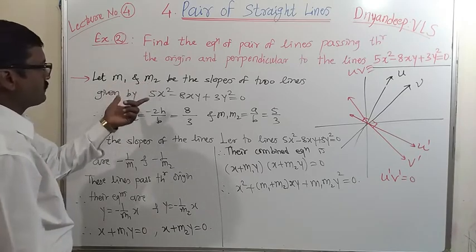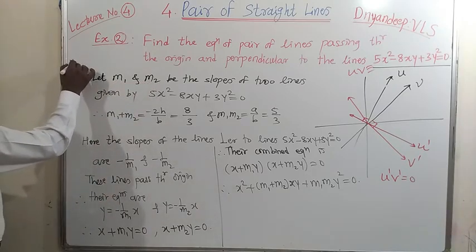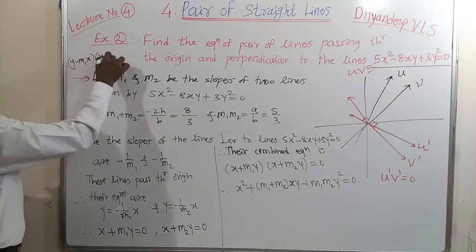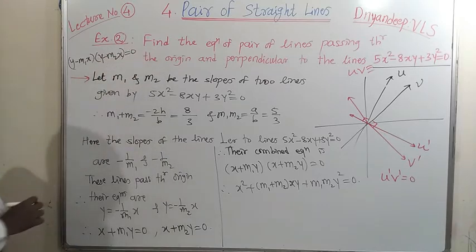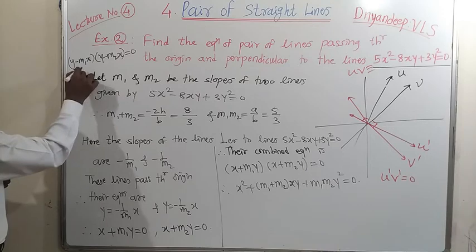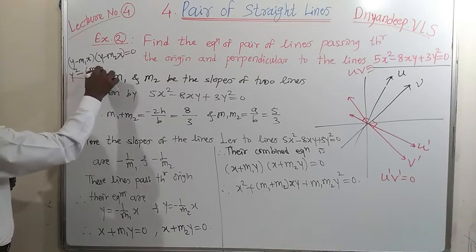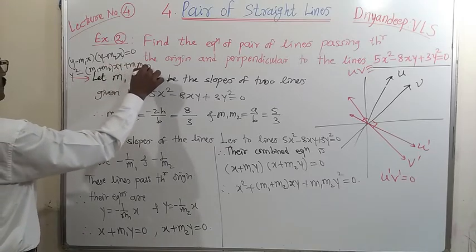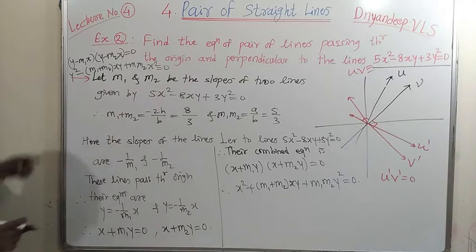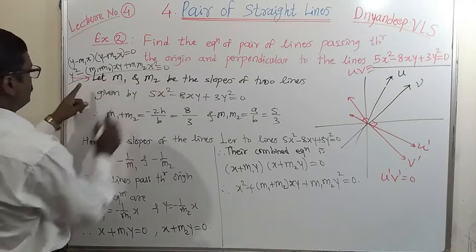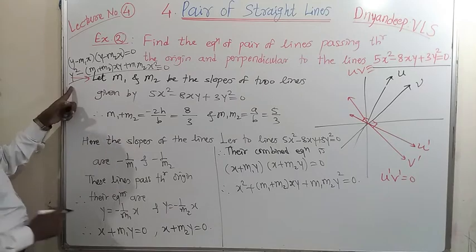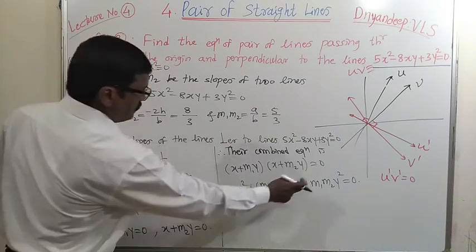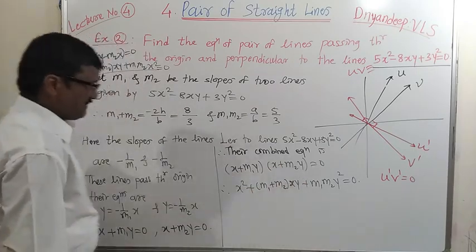If M1 and M2 are the slopes of two lines, then their equation will be y minus M1 x into y minus M2 x, that is equal to 0. If you take the product, that will be y square minus (M1 plus M2) xy plus M1 M2 x square equal to 0. What is the change here? Observe these two equations. This one starts from y square, this starts with x square. Here is minus sign, here is plus sign, and M1 M2 same. Instead of x square we get y square.